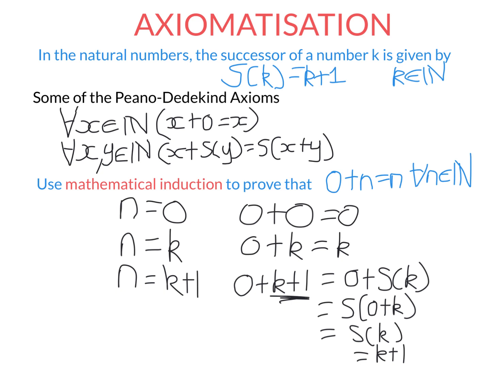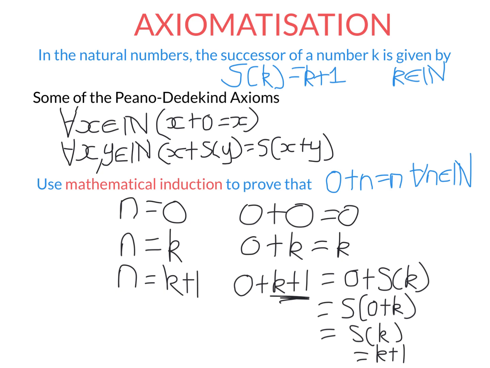Here's a rundown again of what we proved. We proved that this statement is true when n equals 0. We also proved that if this statement is true for n equals some number k, it's true for the successor of k. If it's true for one number, it's true for the next number. So because it's true for n equals 0, it must be true for n equals 1. Because it's true for n equals 1, it must be true for n equals 2. And so on. It's true for n equals 3, n equals 4, and so on for all natural numbers n.